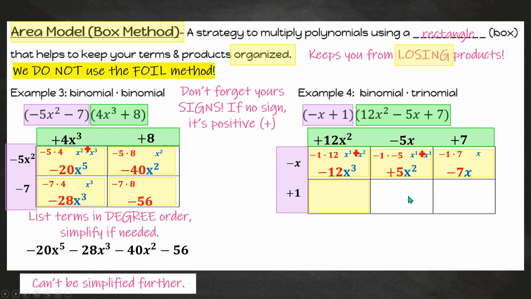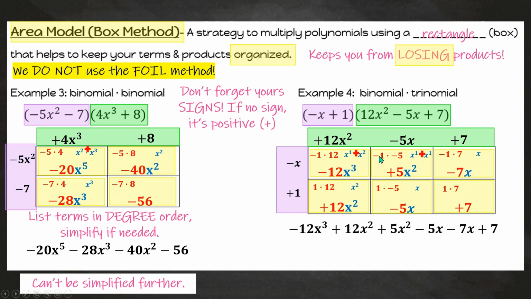Then I'm going to multiply this bottom row times the positive 1. So 1 times 12 times x squared is just the positive 12x squared. Positive 1 times -5x, and I'm going to just end up with -5x. And positive 1 times a positive 7, and I end up with just a positive 7.